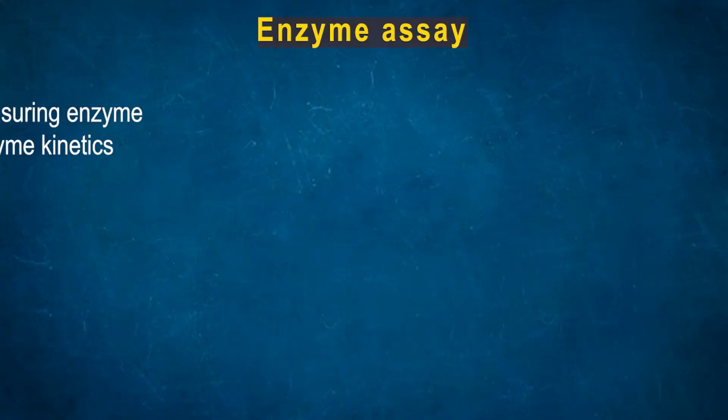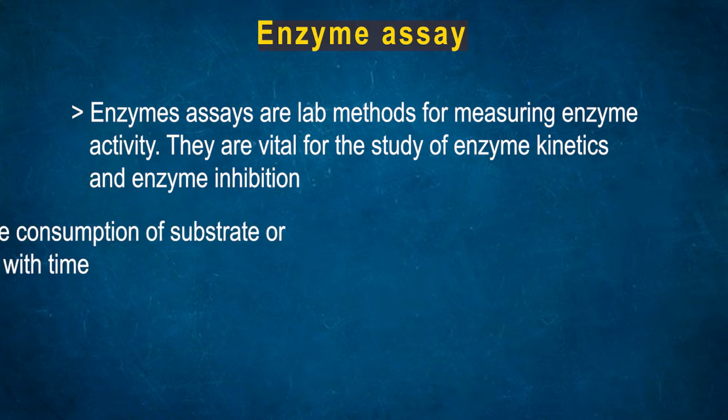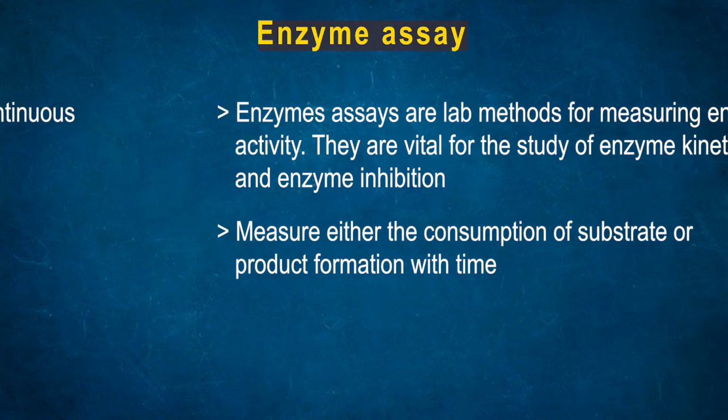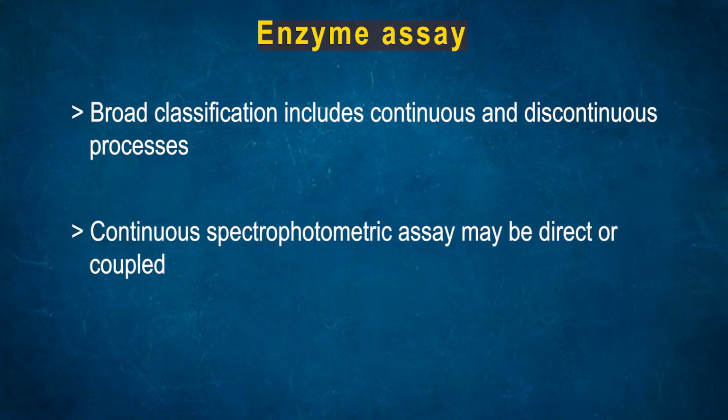Enzyme assay. Enzyme assays are the lab methods for measuring enzyme activity. They are vital for the study of enzyme kinetics as well as regulation and inhibition. We can measure either the consumption of substrate or product formation with time. Broad classification includes continuous as well as discontinuous processes. A continuous spectrophotometric assay may be direct or coupled.